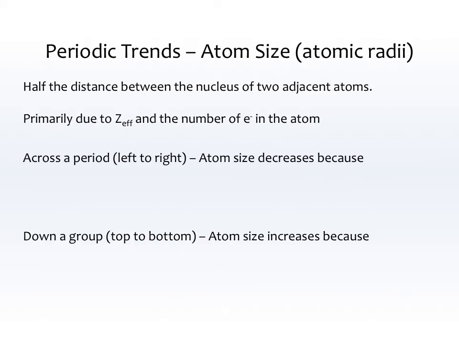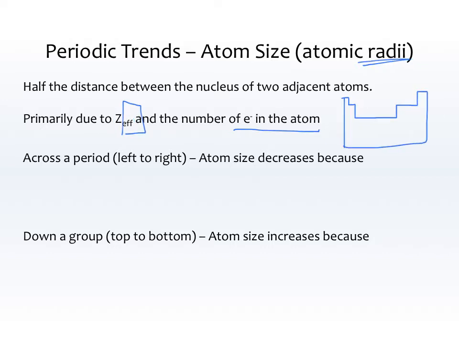So the first trend we're going to talk about is atomic size, or atomic radii. That's half the distance between the nucleus of 2 adjacent atoms, or essentially how far 2 atoms are away from each other. This is primarily due to ZEFF, which is the effective nuclear charge and the number of electrons in an atom. So before I get started, I'm going to draw a very miniature periodic table just so we can have an idea of what we're talking about.